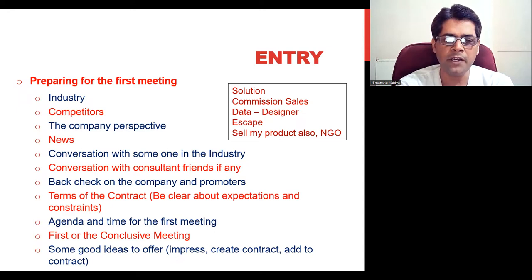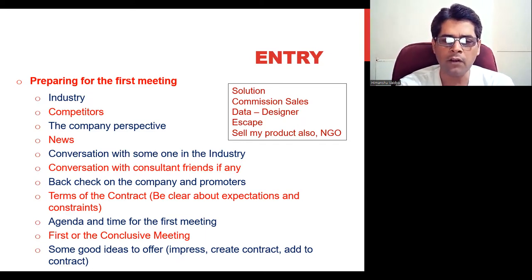Try that the first meeting becomes the conclusive meeting, either way. Either you get the order or you don't get the order. But try to avoid many meetings before a decision is taken. So try to make the first meeting the conclusive meeting. If not, have just one more meeting.